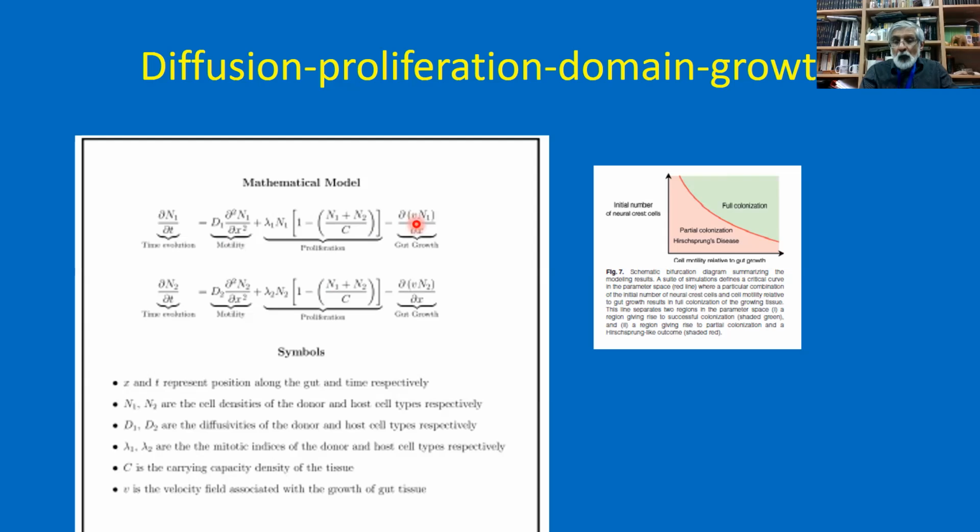And what they found was that to get full colonization, it depended not only on the diffusion, but on the cell number. And the cell number in turn depended on the proliferation rate.